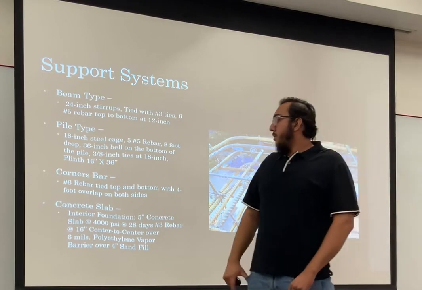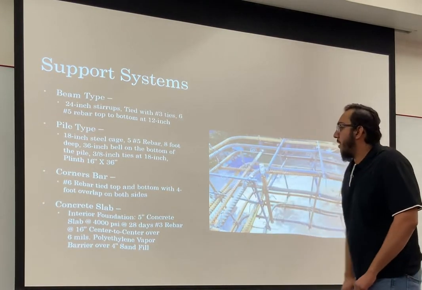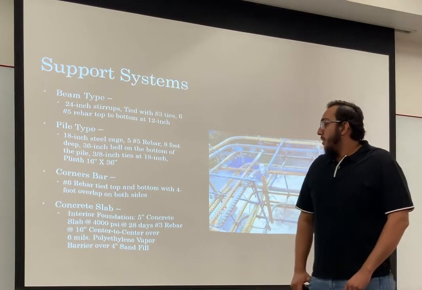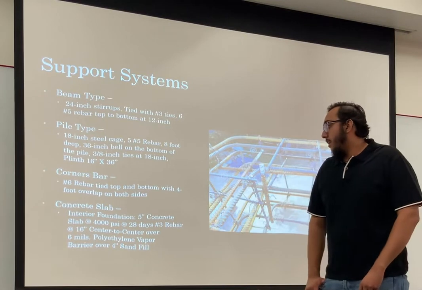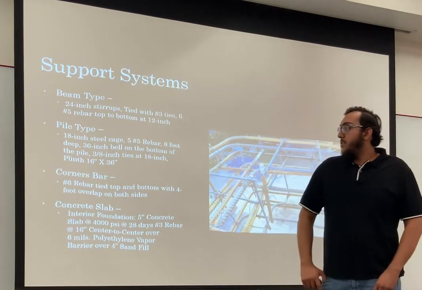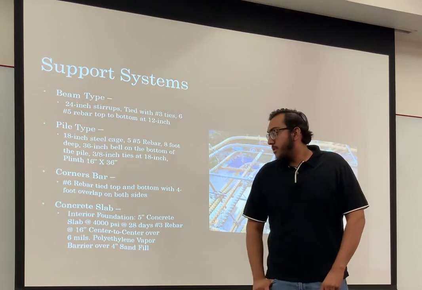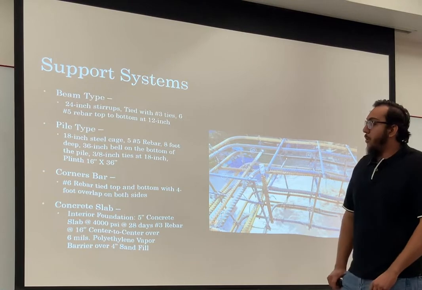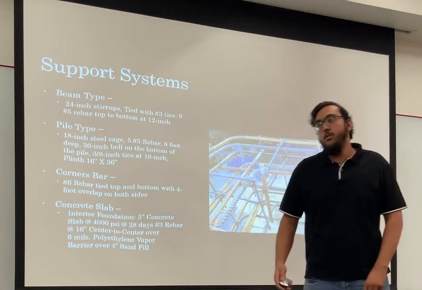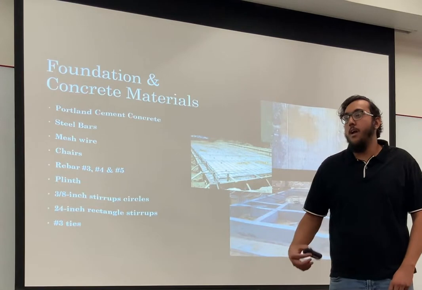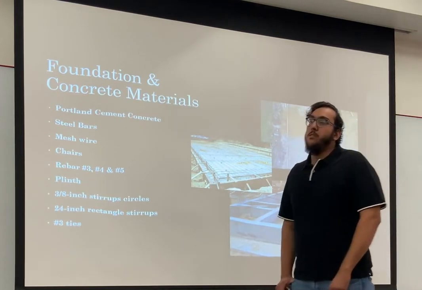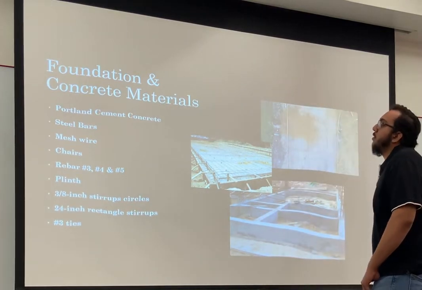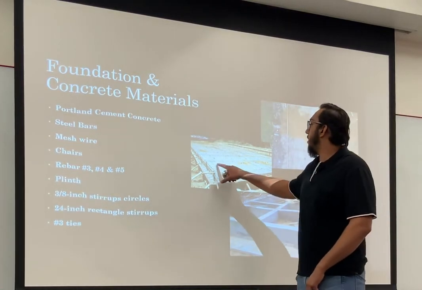And the concrete slab is a 5-inch concrete slab with 3000 PSI at 28 days, number 3 rebar at 16 inches center to center, over a 6 mil polyethylene vapor barrier, over 4 inches of sand fill. Some materials used in general foundations are Portland cement, concrete, steel bars, and mesh wires. You can see right here.